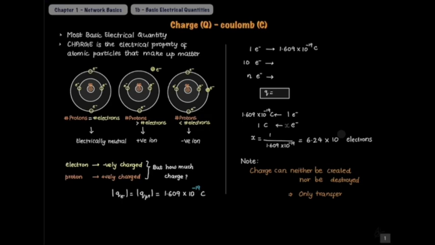So that is why an equal number of protons and electrons in an atom makes the atom electrically neutral. One electron contributes 1.609 into 10 power minus 19 coulomb. Then essentially 10 electrons contribute 1.609 into 10 power minus 19 times 10, right? So similarly, n electrons contribute n times 1.609 into 10 power minus 19 coulomb. So basically, the charge q on a given ion can be represented as n into e, which is the number of electrons into the charge on an electron.